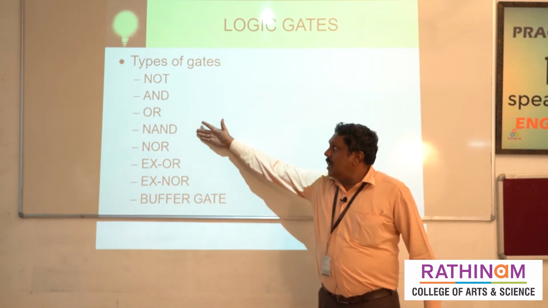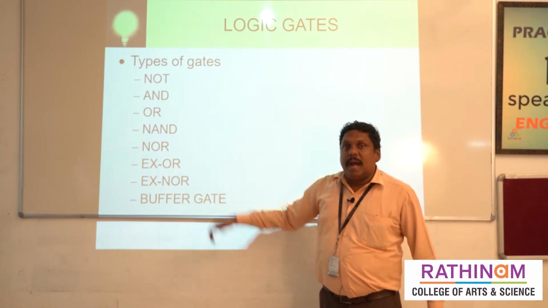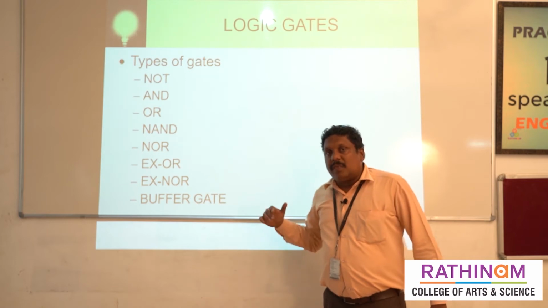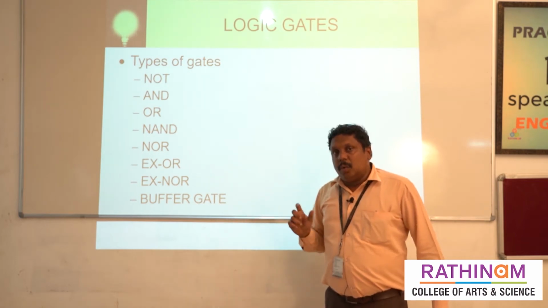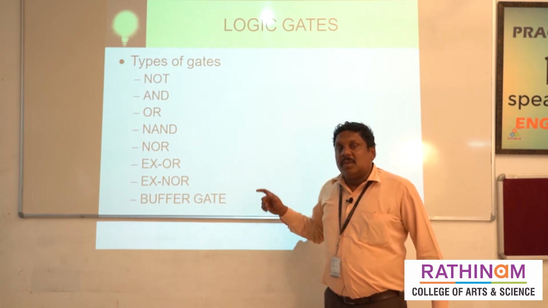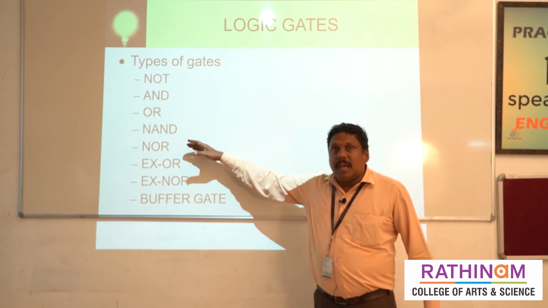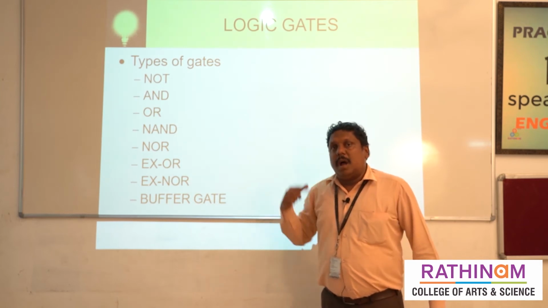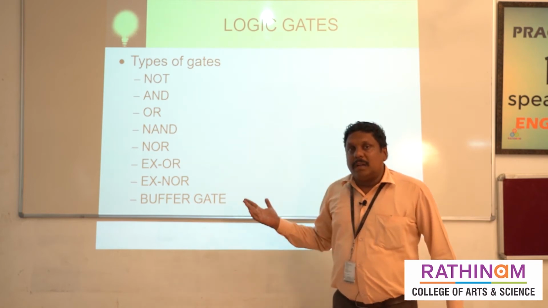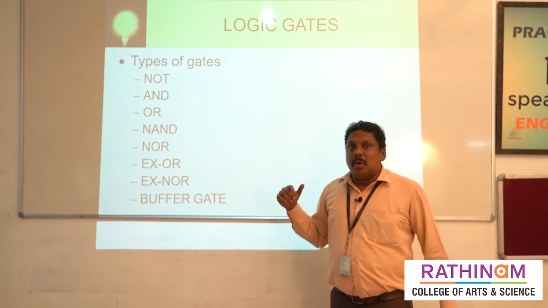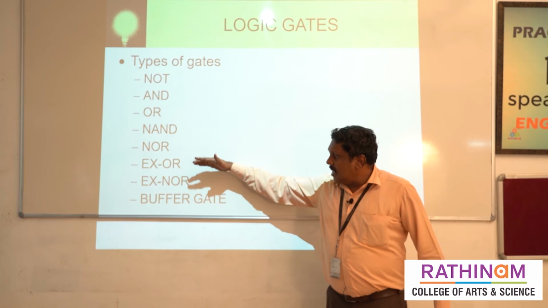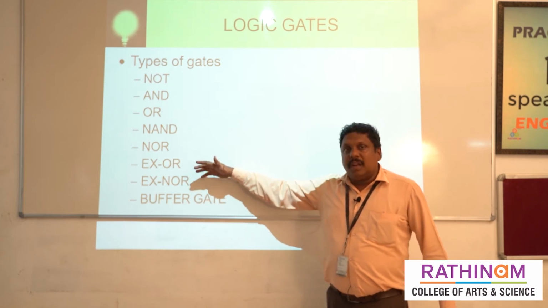The NAND gate is NOT plus AND, so we get the result as the opposite of the AND gate. That means if the two inputs are true, then we get the result as 0, otherwise we get 1. Then the NOR gate is the opposite, NOT plus OR, so we get the result as the opposite of the OR gate. That means if the two inputs are 0, we get 1, otherwise we get 0.